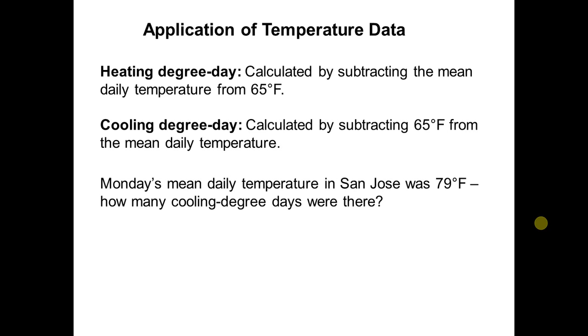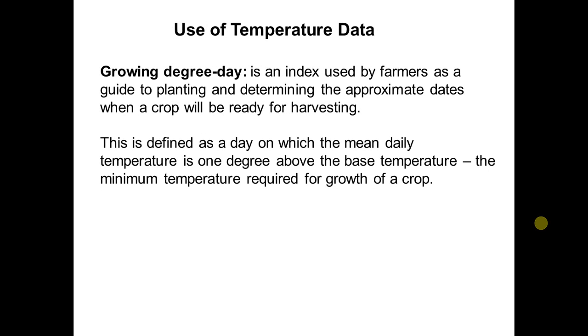There's another application of temperature data, the growing degree day. That's an index used by farmers as a guide to planting and determining the approximate dates when a crop will be ready for harvesting. There are a variety of methods for computing growing degree days, but the most common one employs the mean or average daily temperature, since air temperature is the major factor that determines the physiological development of plants.